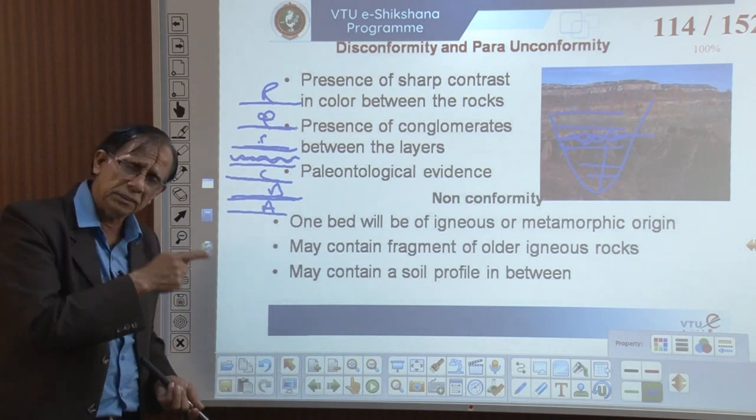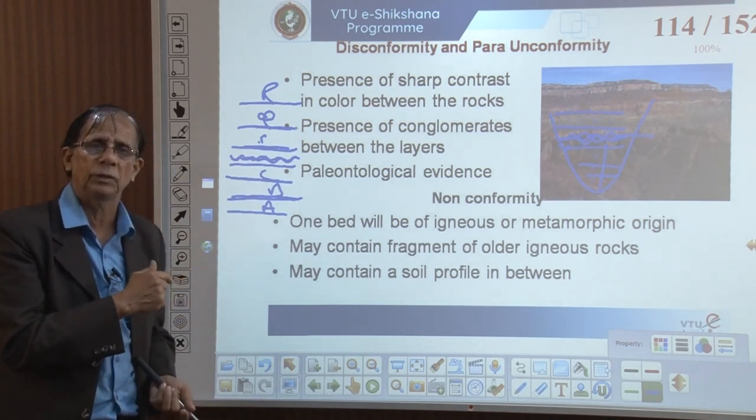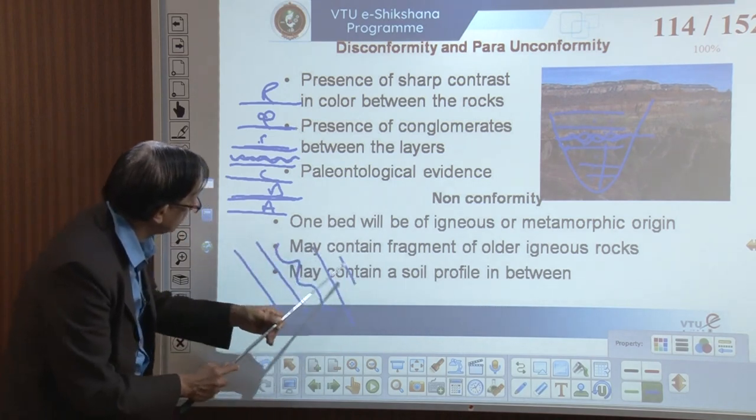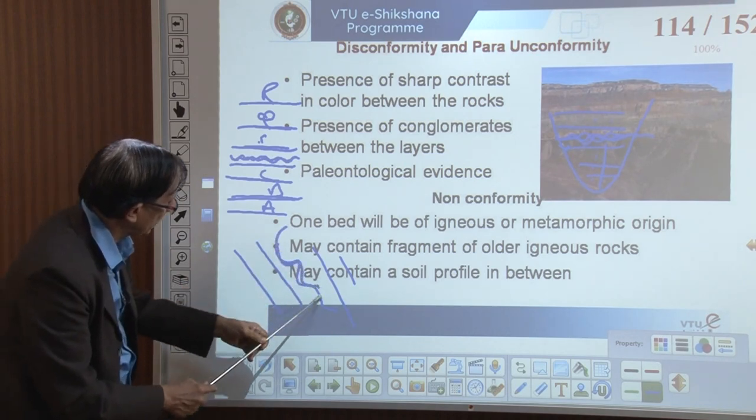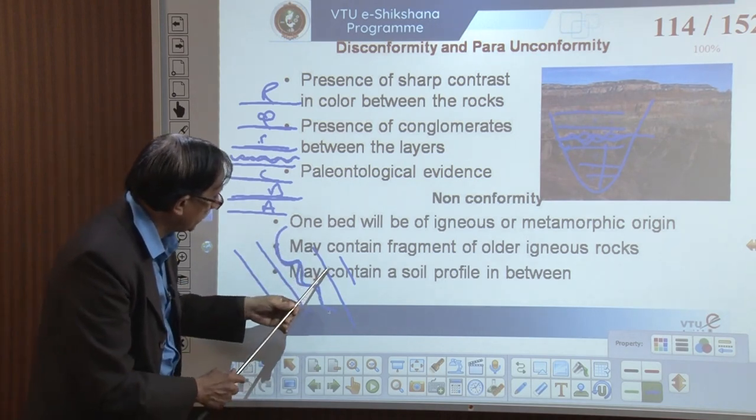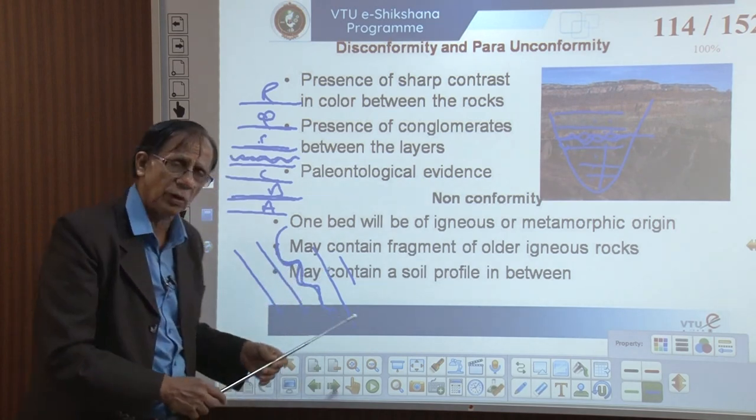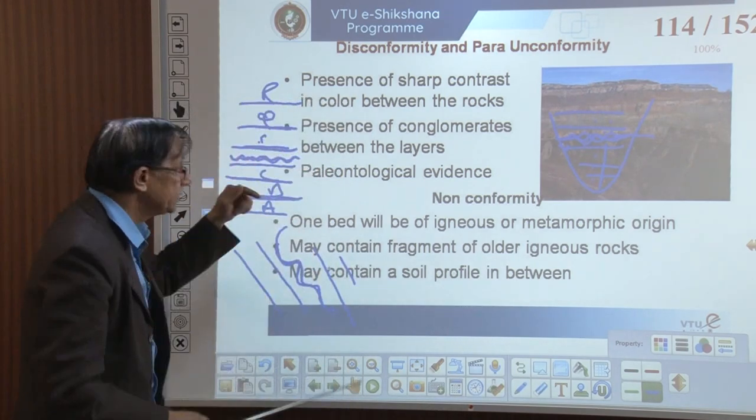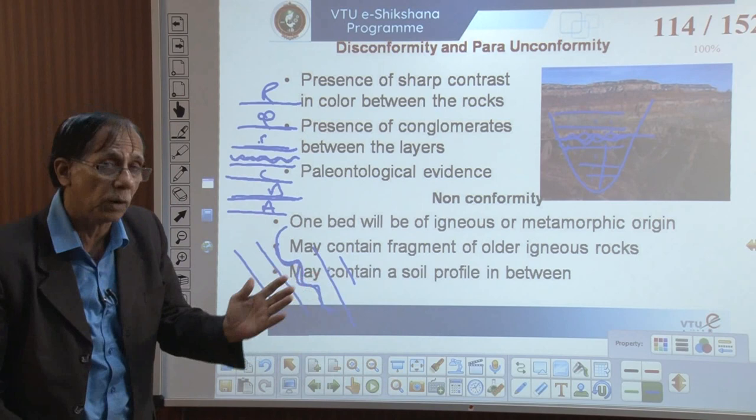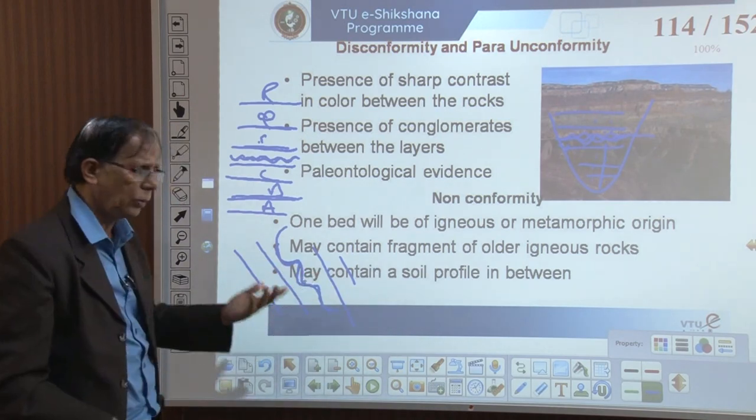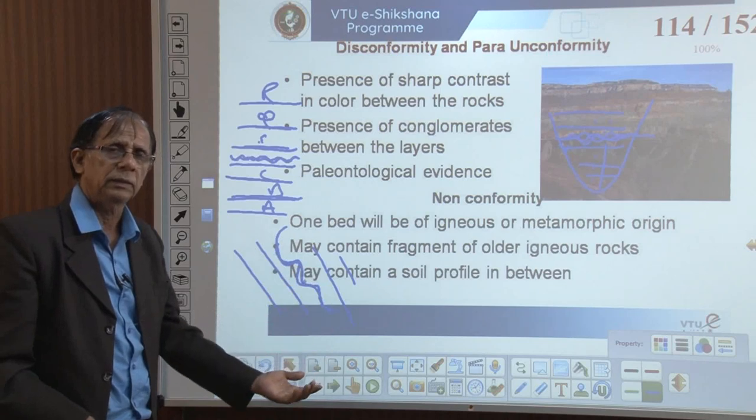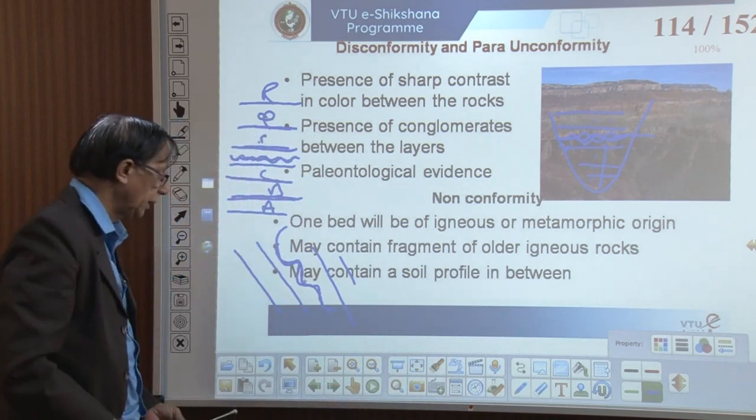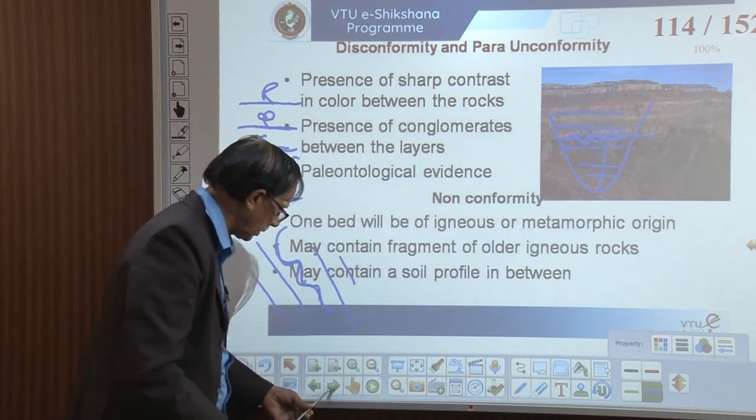Now, whether it is an in-situ soil or transported soil, we have to check, because often when the rocks are inclined like this, surface water may bring and deposit some kind of clay, that's also a soil. Between this layer and this layer, just because there is a soil, I cannot say it is an unconformity. If it is a weathered in-situ soil, soil not brought from outside, and in that soil I find local fragments of rock, then a weathered soil layer between the different layers of rock is an indication of unconformity.